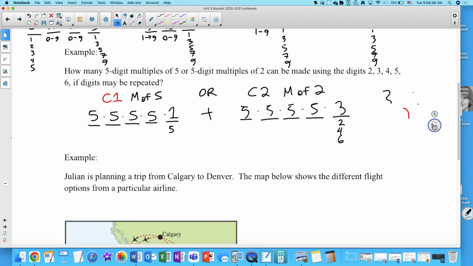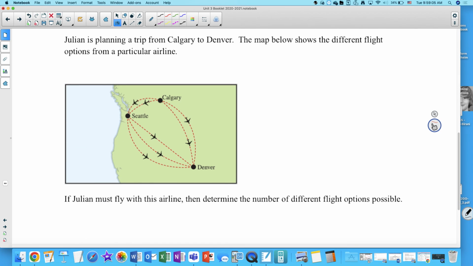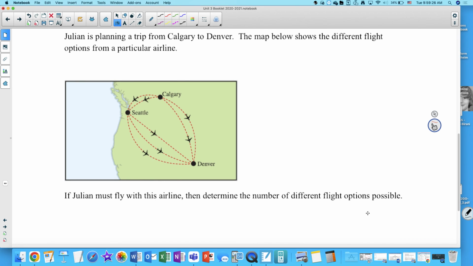Okay, here's another example. Julian is planning a trip from Calgary to Denver. The map below shows the different flight options from a particular airline. If Julian must fly with this airline, determine the number of different flight options possible. Okay, so Julian wants to go from Calgary to Denver.